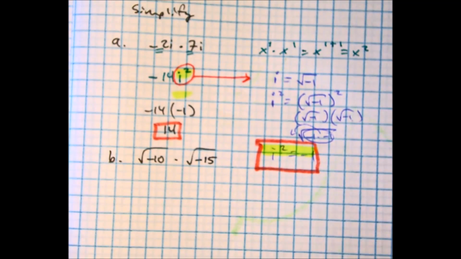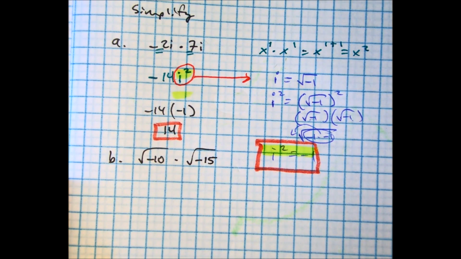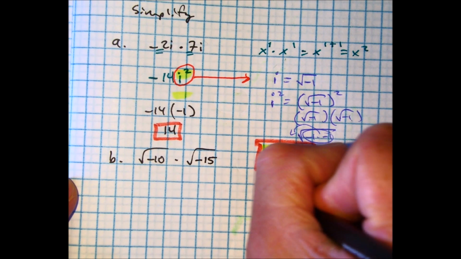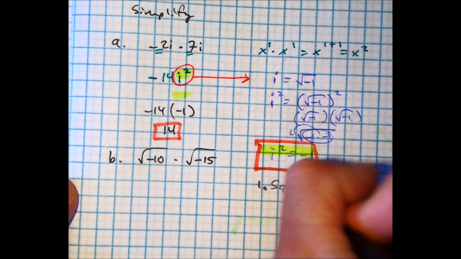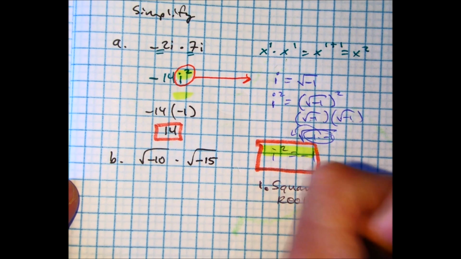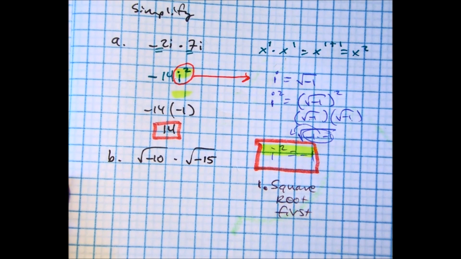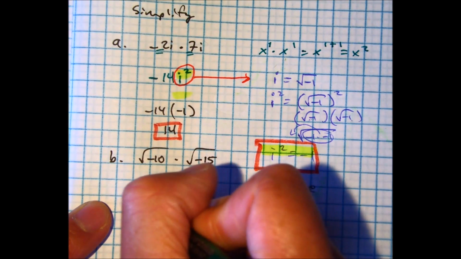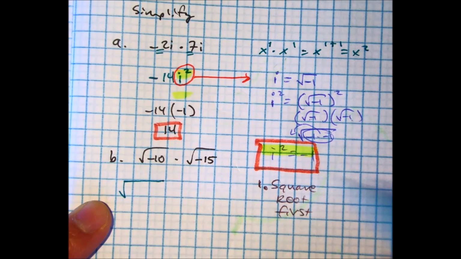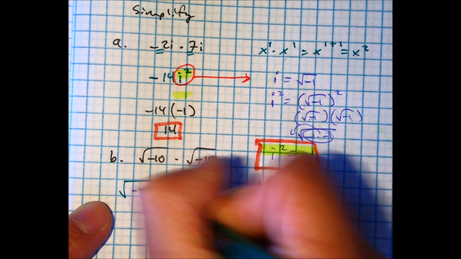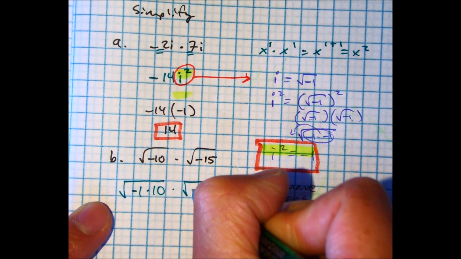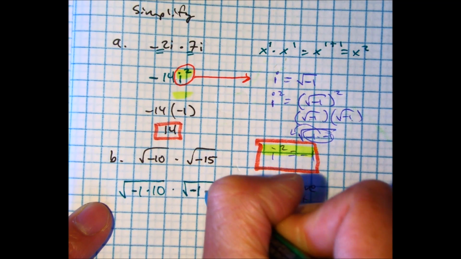Alright, let's try this one here first. Okay, the temptation for this problem is to multiply. You're trying to think positive 150, but I'm going to write a side note here. Number 1, square root first. Write that down. So I'm going to write them into factors. The factors of negative 10 are negative 1 times 10. And over here, this one will become what? Negative 1 times 15.